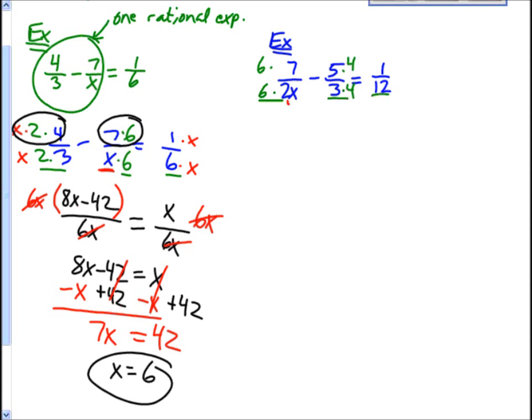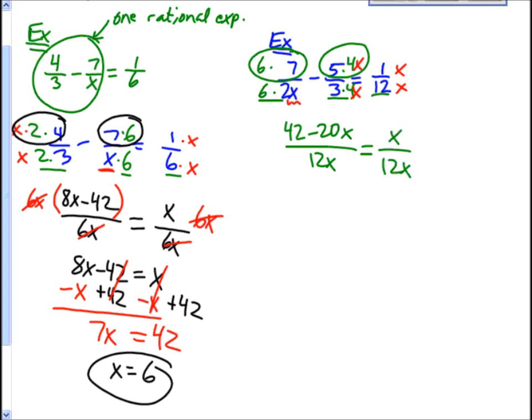And then this one has an x, but the other ones don't have an x, so give it an x, give it an x. Now we've got 42 minus 20x, all over this 12x, our least common denominator. On the right-hand side, we just have x over 12x. At this point, we multiply this side by 12x, so that's gone. We have to multiply the right-hand side by 12x. So we've got 42 minus 20x equals x. Solve for x.